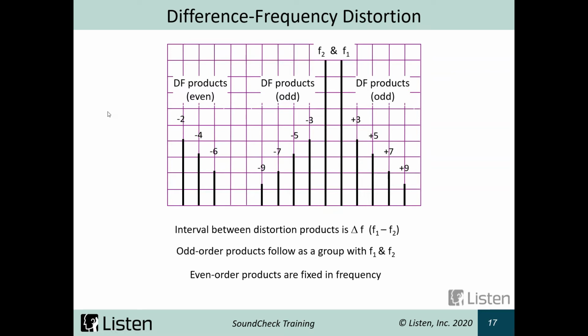The interval between the distortion products is the difference between F1 and F2. The odd order products follow as a group with F1 and F2 as they sweep. But the even order products are fixed in frequency. So the -2, -4, and -6 labeled over here will stay the same no matter what F1 and F2 are doing as they sweep.